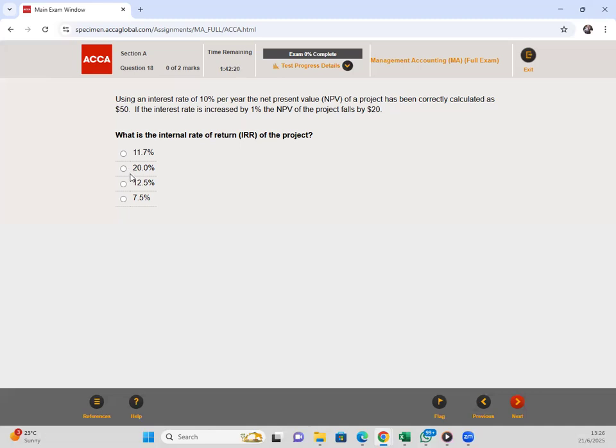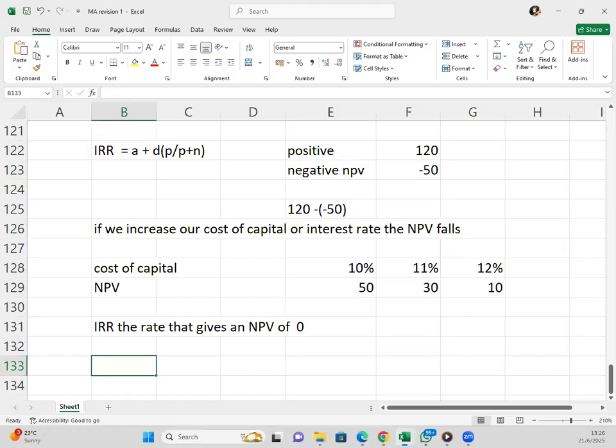Then 20 can't be, because 20 is too high. So I think 12.5. By inspection, 12.5, yes. Since at 12%, our NPV was 10, we can still even use proportion. For every 1% that we were increasing, NPV was falling by 20.